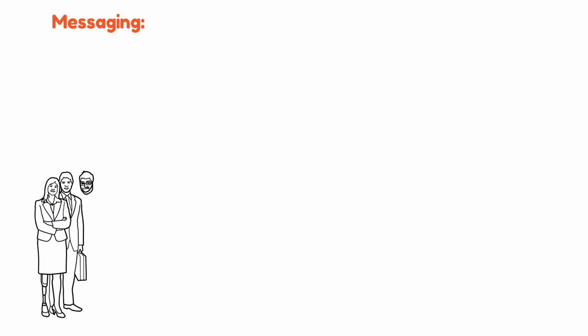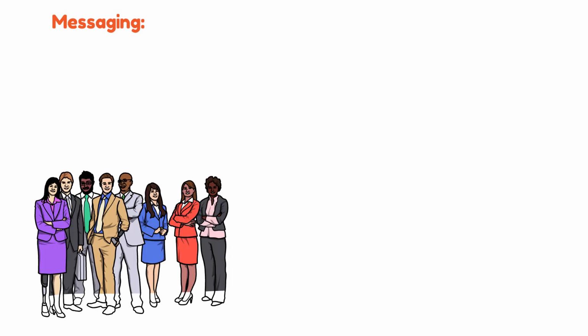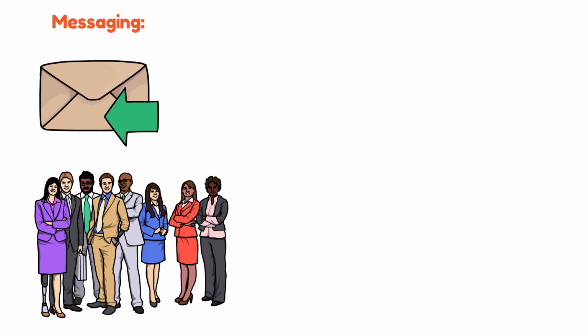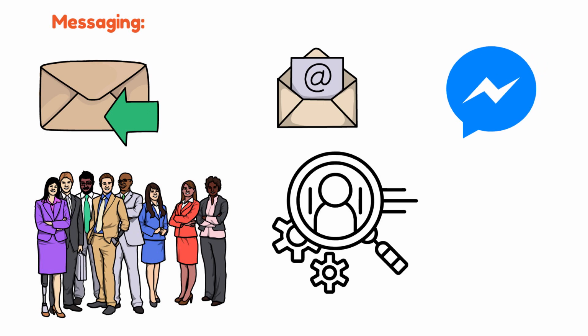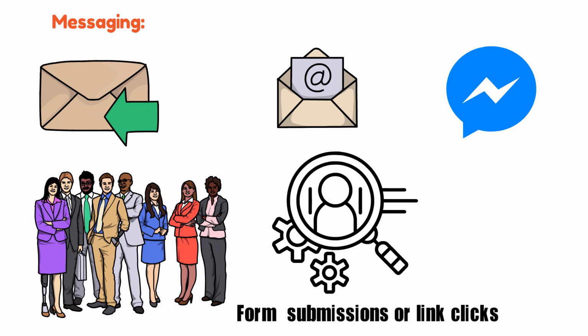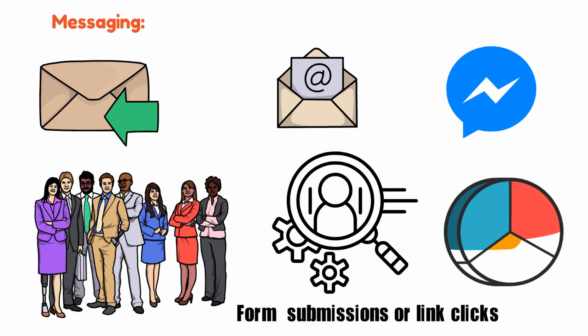Messaging. GoHighLevel offers a messaging feature that allows you to communicate with your customers and prospects in real time via SMS, email, or Facebook Messenger. You can set up automated follow-up sequences based on user behavior, such as form submissions or link clicks. The platform also allows you to create broadcast messages and segment your audience based on their interests or behavior.